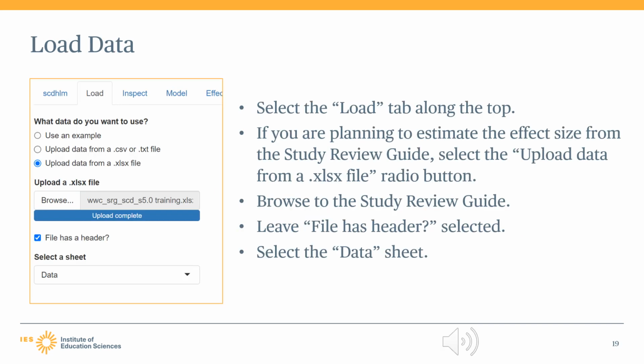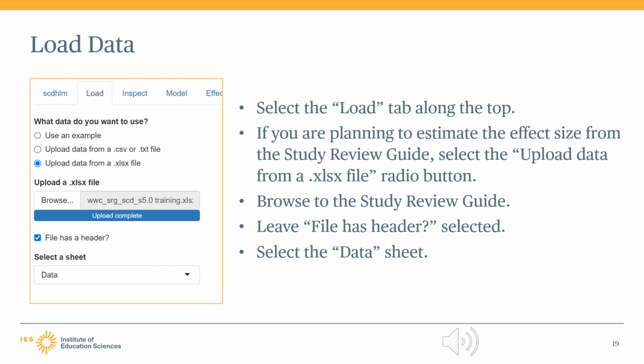The first step in estimating an effect size is to load your data into the app. Click on the Load tab from the tabs along the top border. The app includes a number of example datasets by default, so if you want to see how some of the features of the app work and you don't have access to any raw single case design study data, you can play around with some of the example datasets.